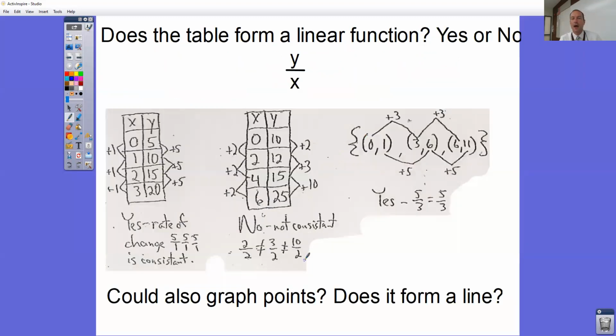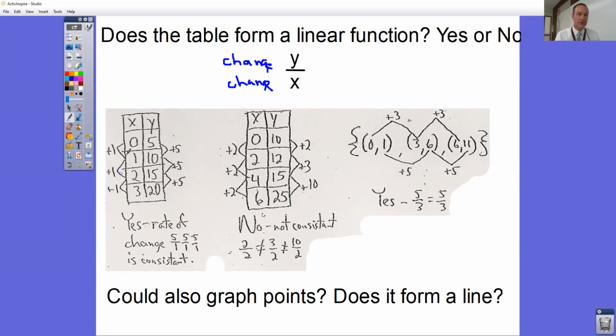The next part is, does the table form a linear function? Yes or no? You have to figure out your change in your y over your change in your x. So when we go to look at that, you need to look and see how you're going from X to X to X and from Y to Y to Y.